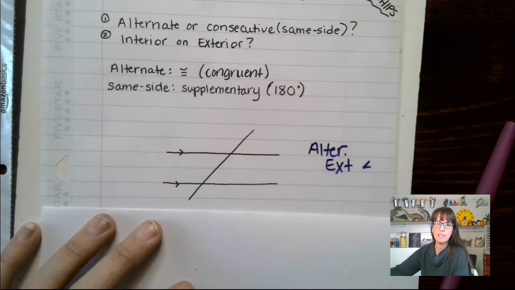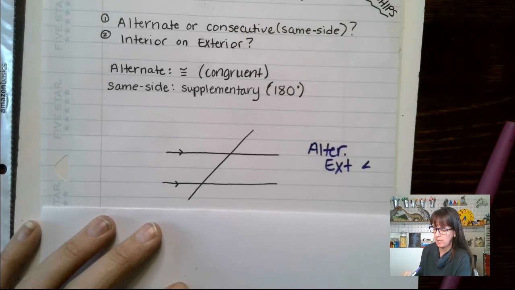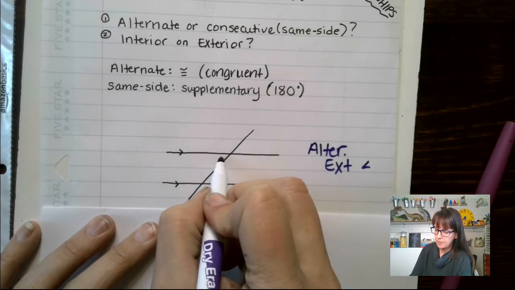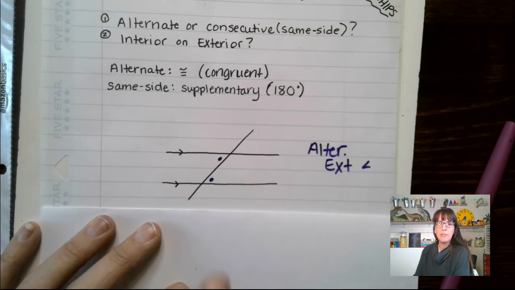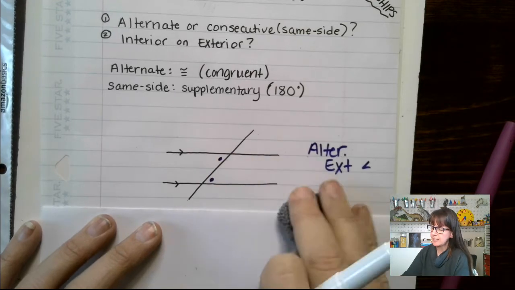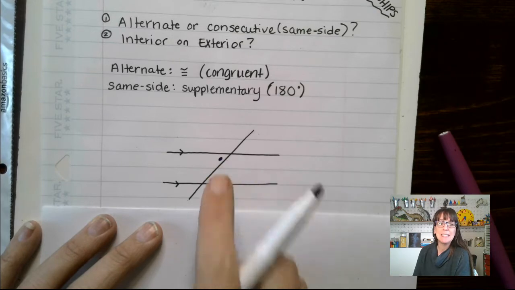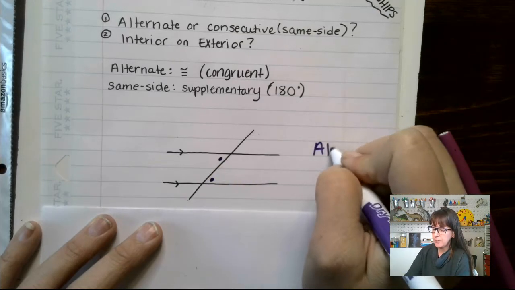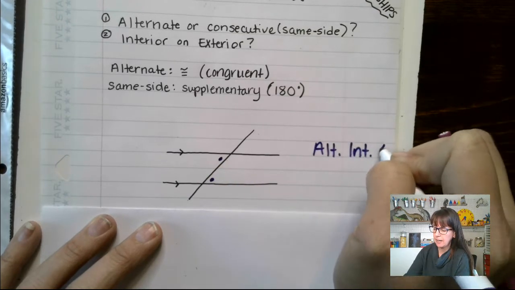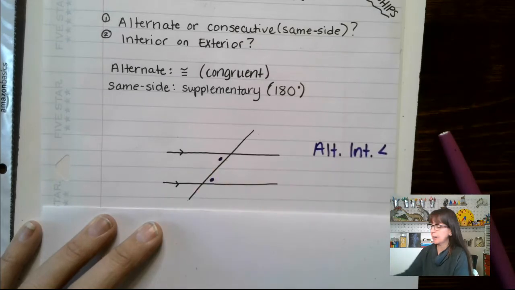You may want to pause and write down examples of each of these because I think that will be helpful. All right, so here, these are on alternate sides of our transversal, one on either side, and they're on the inside, so they're interior. So alternate interior angles.